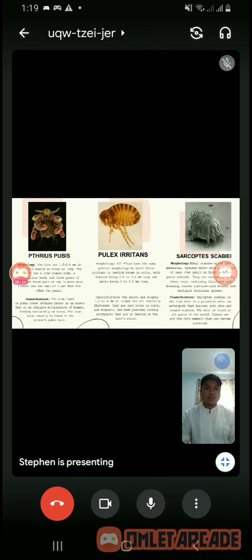Pthirus pubis. The morphology of the Pthirus pubis are almost 1.5 to 2.0 millimeters in length and nearly as broad as long. The adult has a crab-shaped body, a rectangular head, and 3 pairs of legs. The front pair of legs is much more slender and has smaller claws with 2 pairs. So, the classification, the crab louse or Pthirus pubis is an insect. The crab louse usually is found in the person's pubic hair.